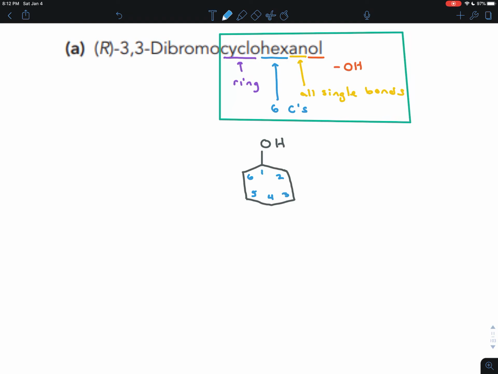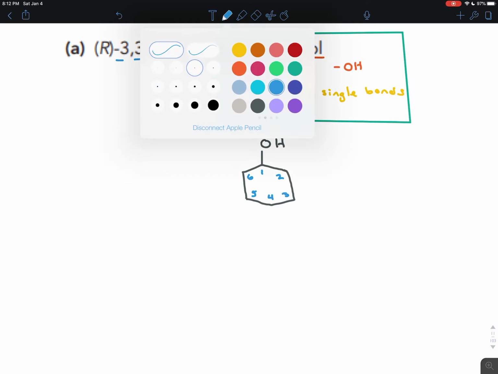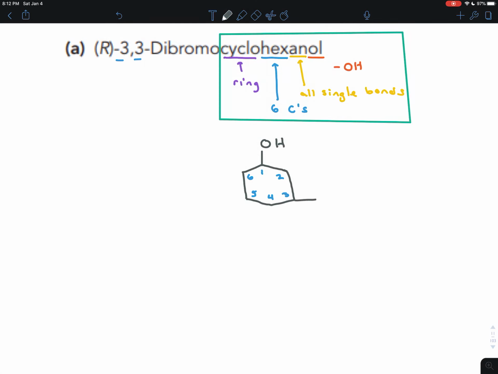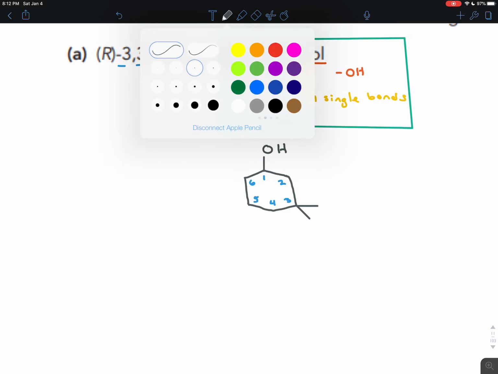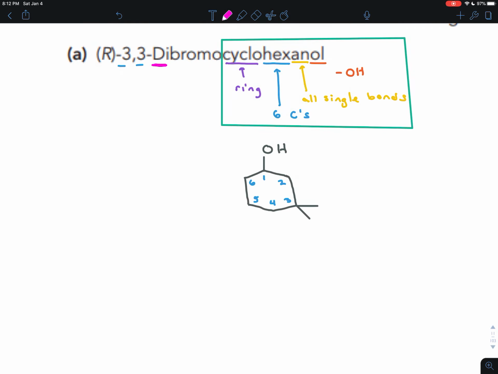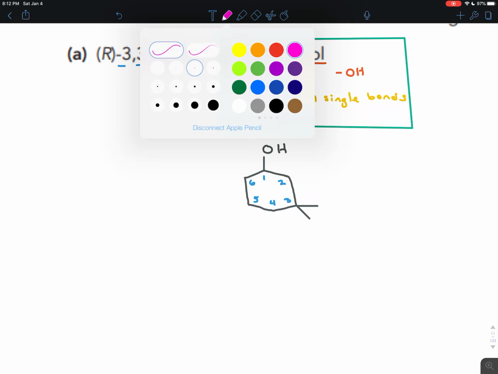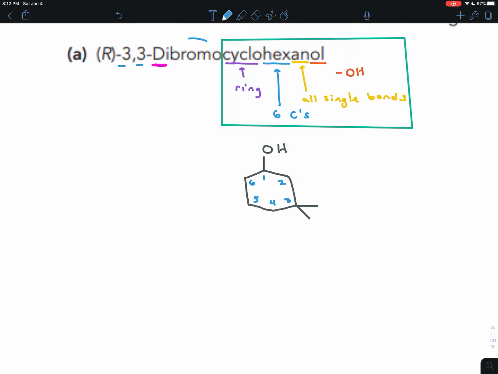Okay, now we do have 2 branches. They're both coming off of carbon number 3. So here's one of our branches coming off of carbon 3 and a second branch coming off of carbon number 3. And what types of branches are these? They're the same type of branch, hence we have that prefix di, and the rest of this is telling us that the branch itself is a bromine.